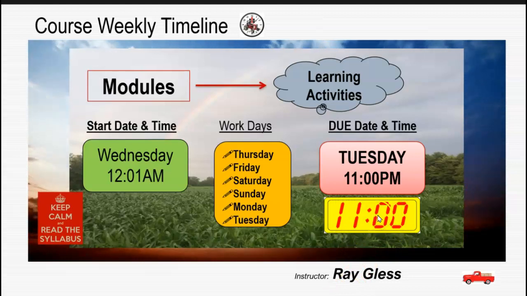And remember the 11 o'clock deadline, and don't try to put it off until 10:59. I don't know how many times students try to do that and then they get stuck. So make sure you give yourself time to do that work before the deadline.